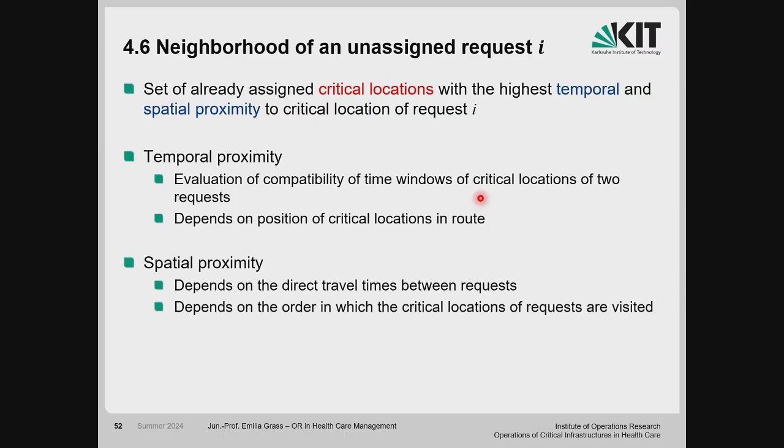On the other hand, we have the spatial proximity. That depends obviously on the direct travel times between the requests. It makes no sense to pick up one patient and travel for 1 hour for the other one. So they should be somehow close by, and it depends on the order in which the critical locations are visited. Of course, this determines if they are close by or not. Even if they're close by but they are not critical locations, that doesn't matter for us anymore.